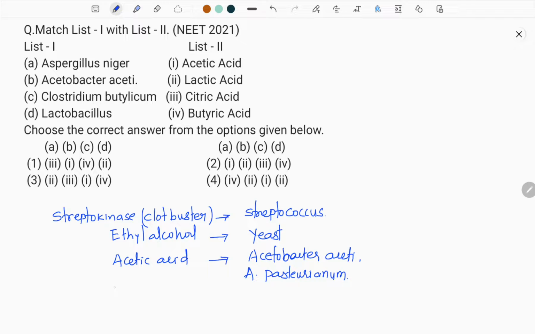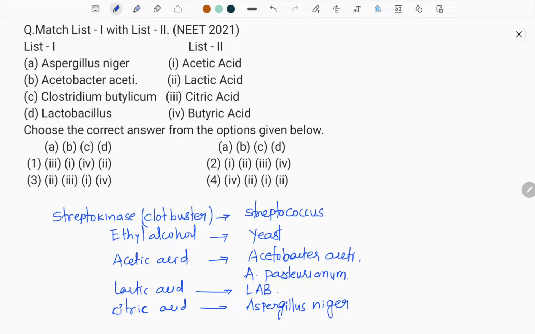And lactic acid is obtained from Lactobacillus or lactic acid bacteria. And citric acid is obtained from Aspergillus niger. Aspergillus niger is very famous. From Aspergillus flavus, aflatoxin is obtained, that is carcinogenic. And Aspergillus is a member of Ascomycetes, right? It's also called fungus ball.